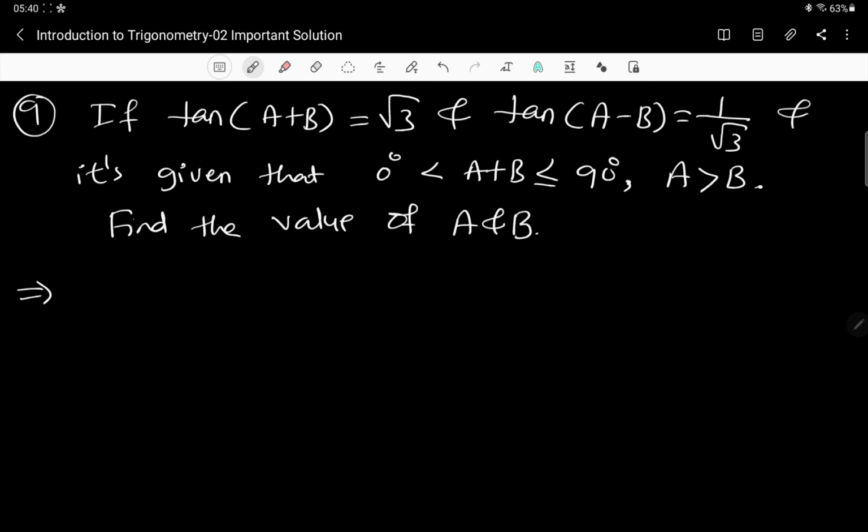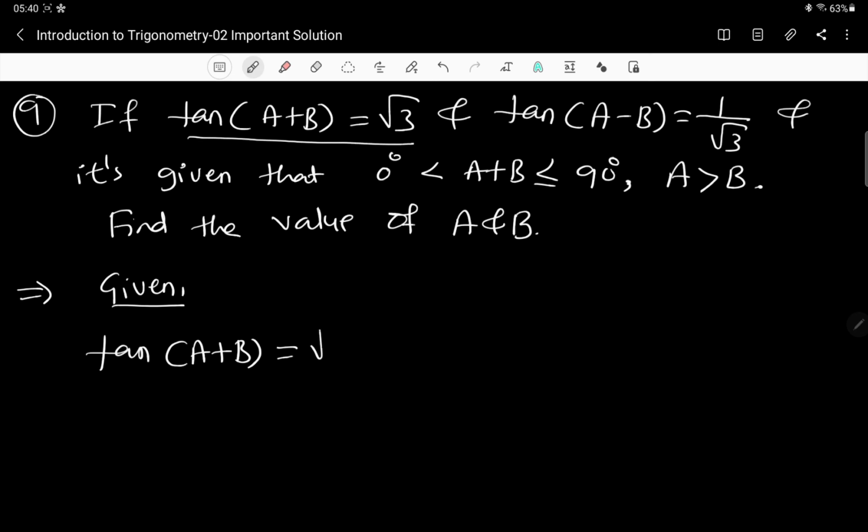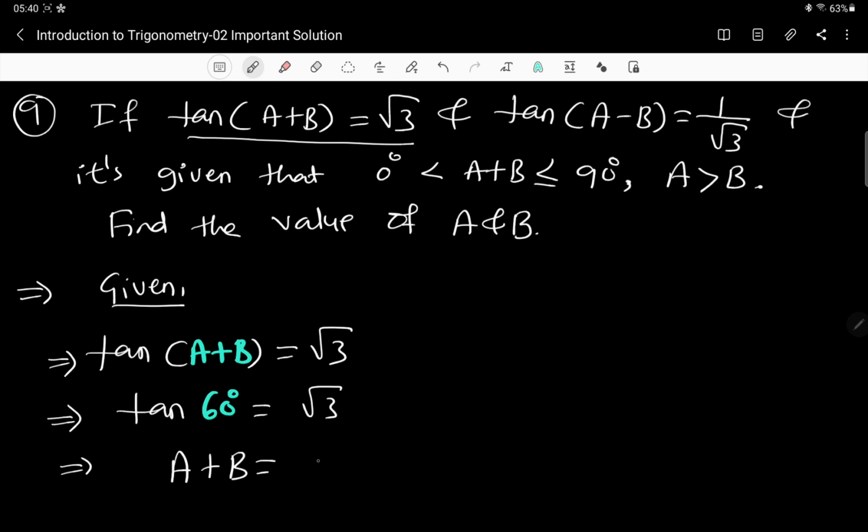All right, let us do this. What is the given data? Given data is tan of (a plus b) is equal to root 3. Now we know that tan 60 degrees is equal to root 3. So from this we can compare a plus b and 60. So a plus b together becomes 60 degree. A plus b is equal to 60 degree. Let me call it equation number 1. All right. Then afterwards, second data is given. What is this?